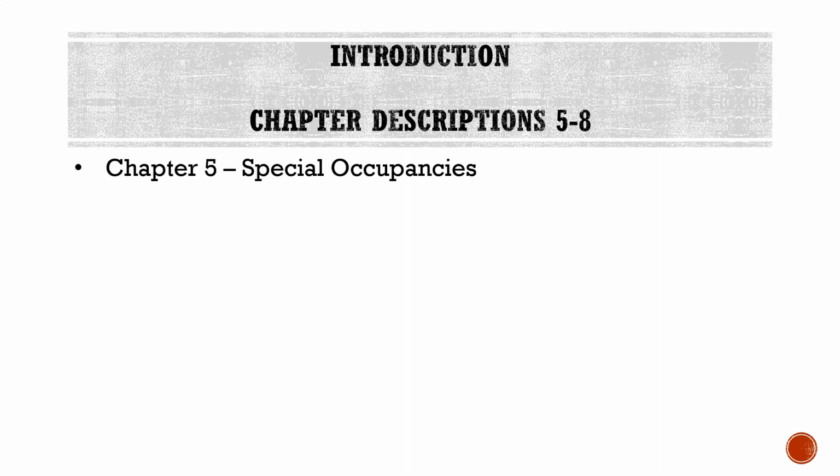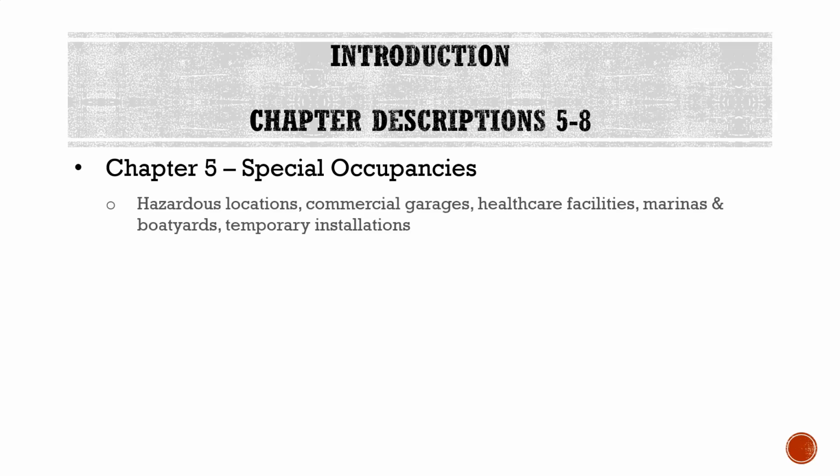So chapter 5 applies to special occupancies. And we're going to be repeating the word special when talking about 5 through 7 quite frequently. Occupancies meaning special locations. So some examples of this, we have hazardous locations, commercial garages, healthcare facilities, marinas and boat yards, and temporary installations. So essentially chapter 5 boils down to what type of building are you working in.